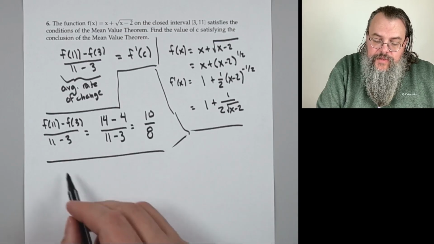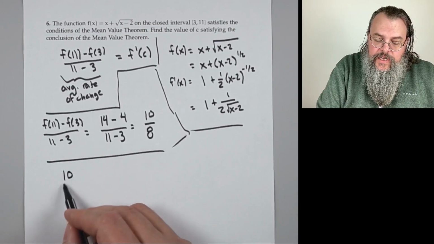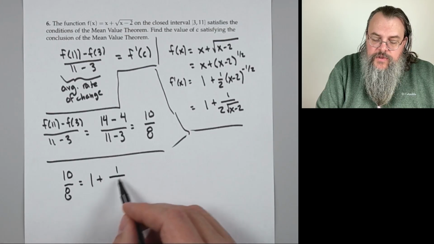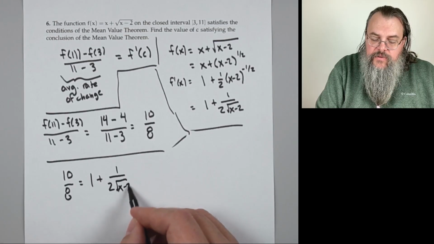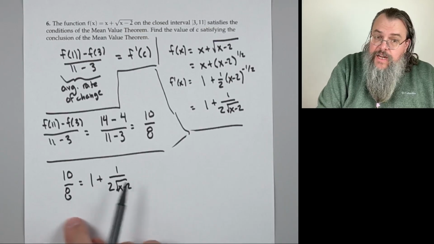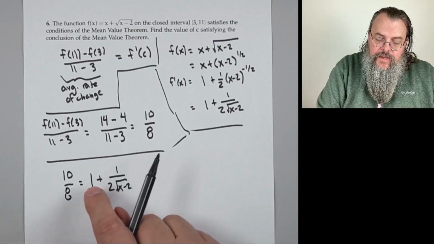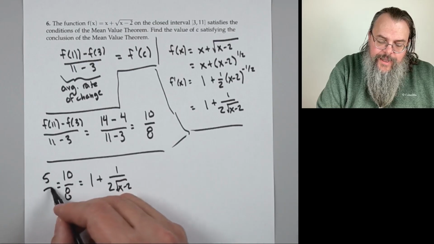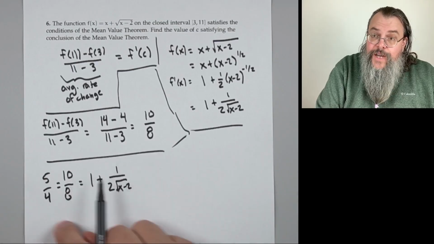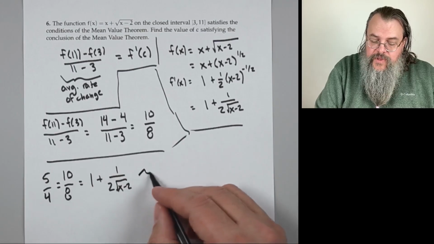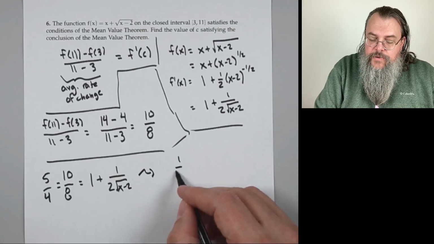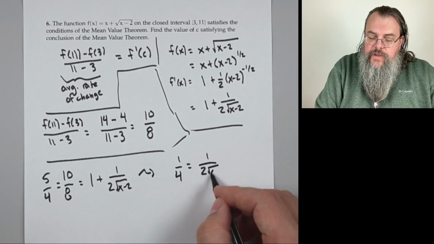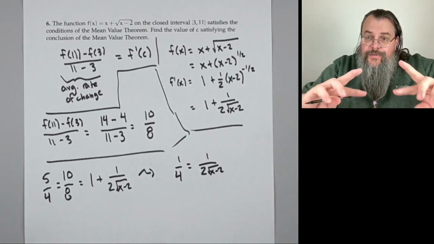Okay, 10/8. So here we go. We're going to put things equal to each other. So 10 over 8 has to be equal to 1 plus 1 over 2 square root of x minus 2. Subtract 1 from both sides. And, oh, by the way, we could have pointed out that 10 over 8 is the same as 5 over 4. Subtract 1 from both sides. And that tells us that 1 over 4 has to equal 1 over 2 square root of x minus 2. Let's flip both sides.